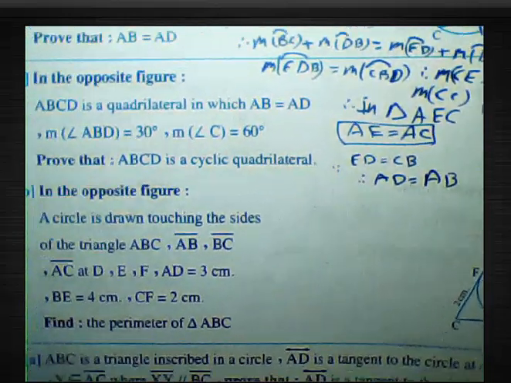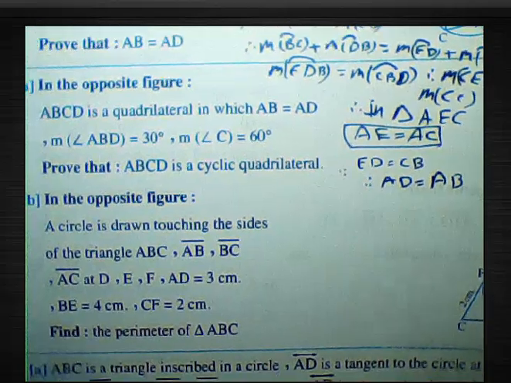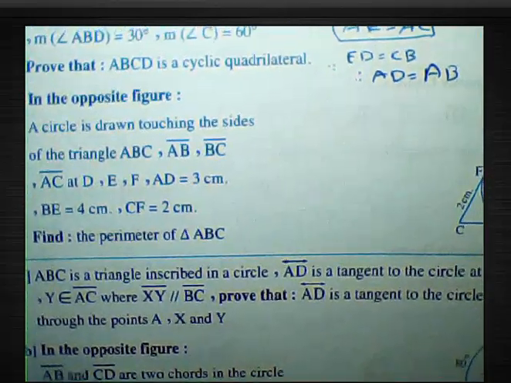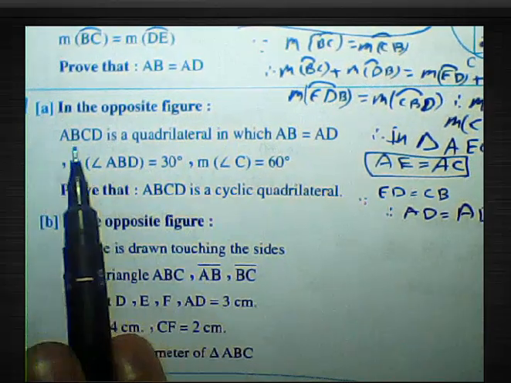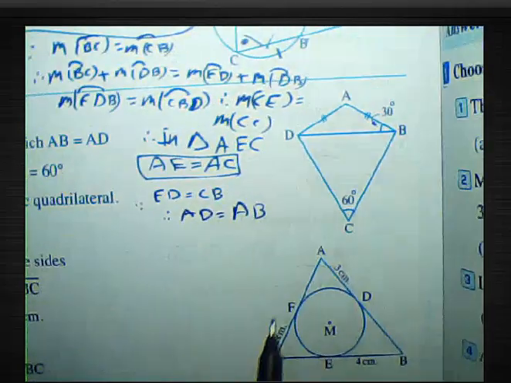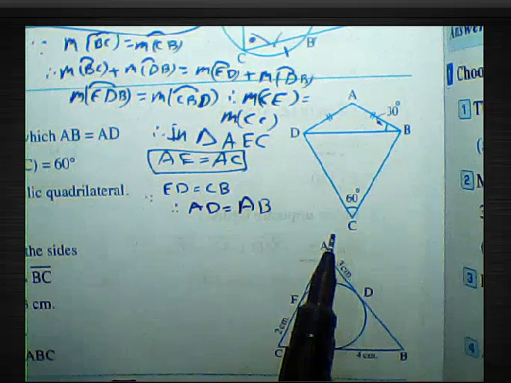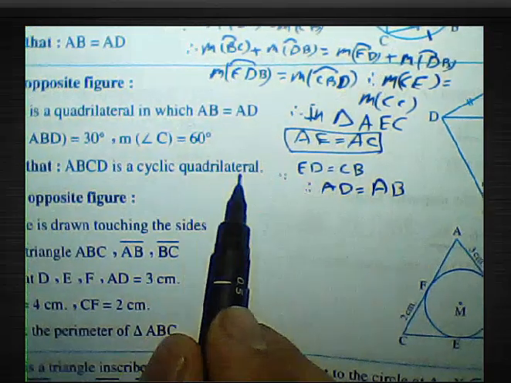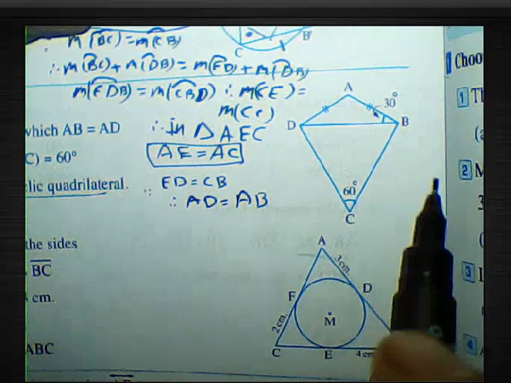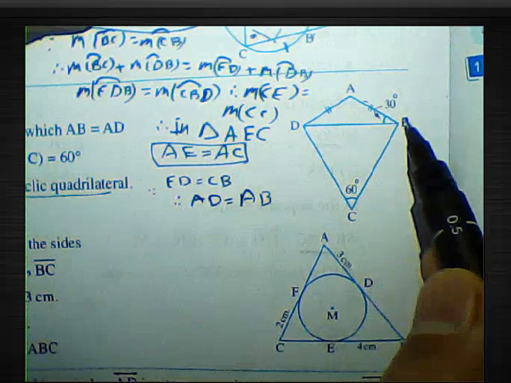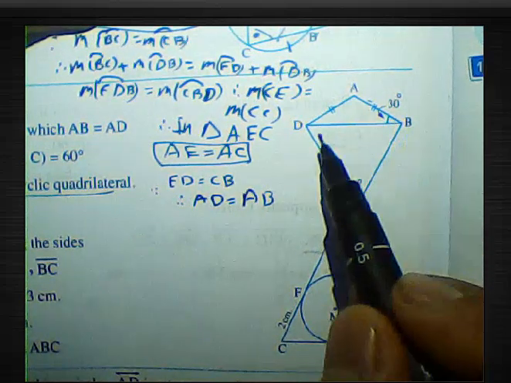Okay, question. Look at question number B in the opposite figure. Question letter A. In the opposite figure, ABCD is a cyclic quadrilateral. He wants to prove that this is a cyclic quadrilateral. Okay, look at with me. Measure of angle ABD equals 30 and EB equal AD. Then this triangle will be isosceles.